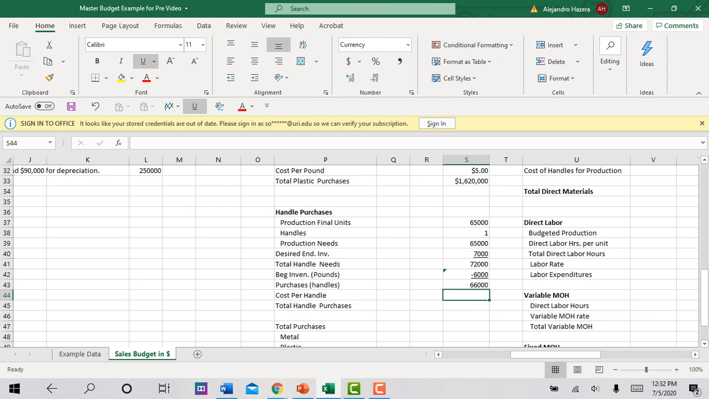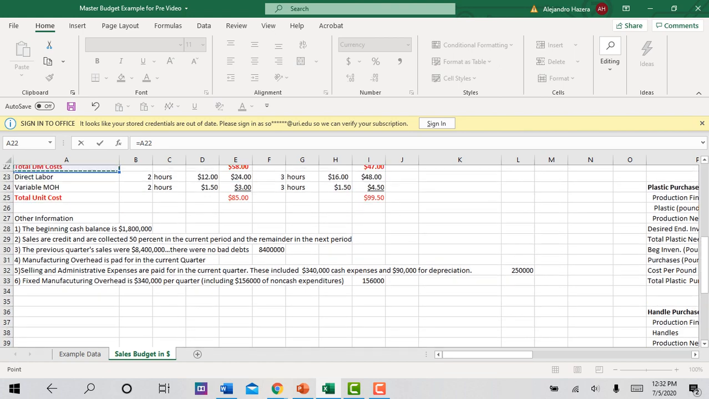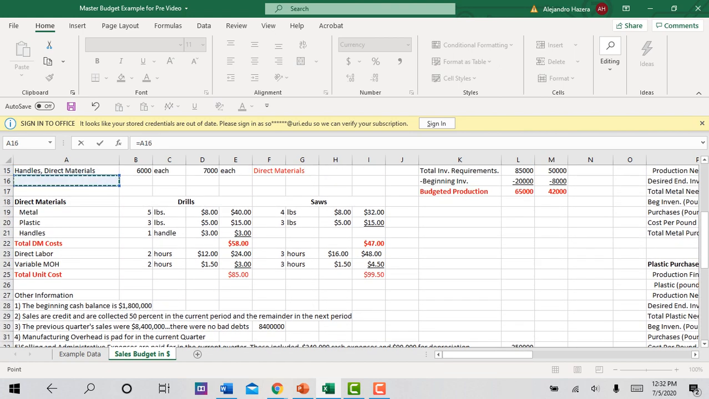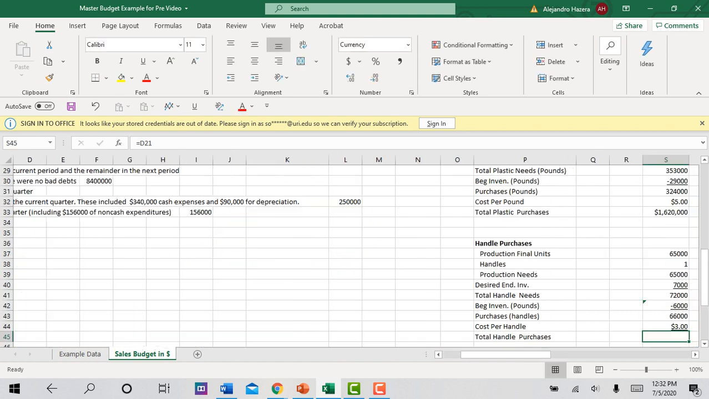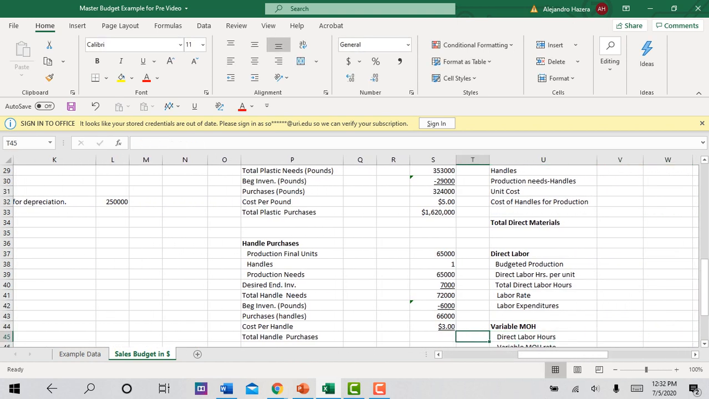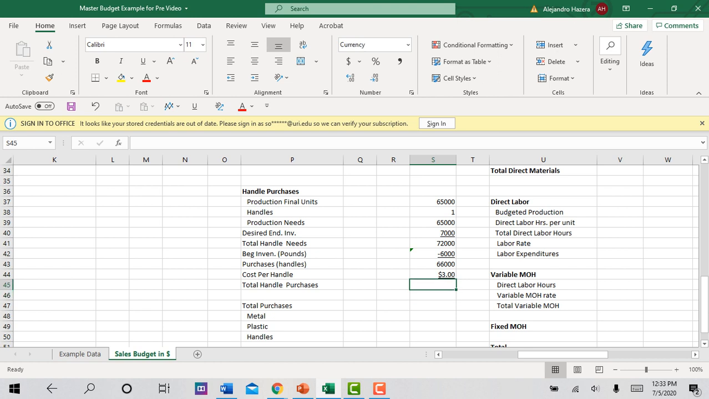The cost per handle is over here from the inventory sheets. The cost per handle is $3 per handle. Okay, so our total handle purchases, 66,000 handles times 3 is going to be equal to $198,000.